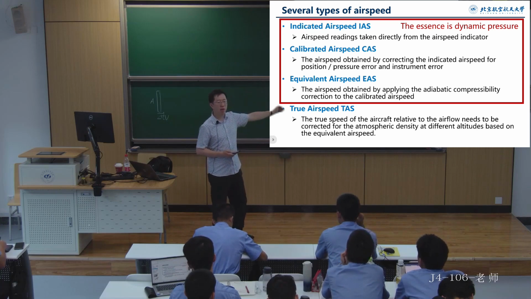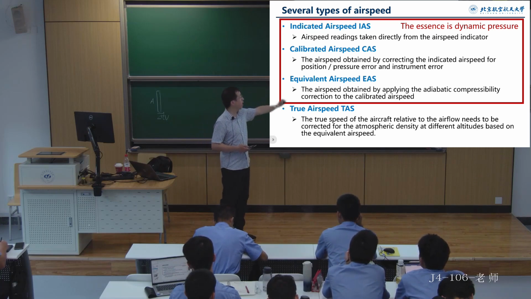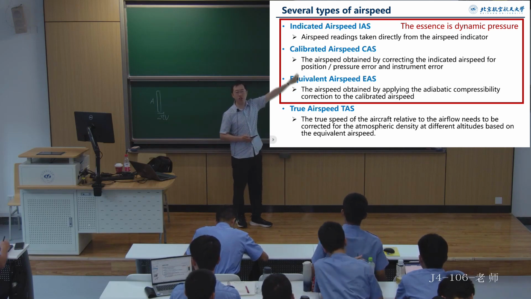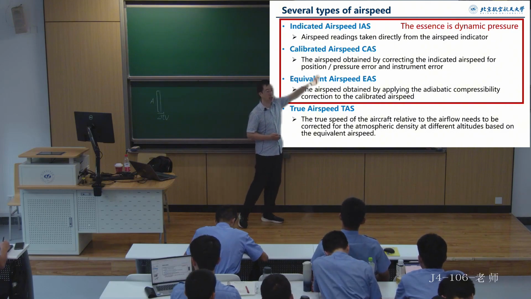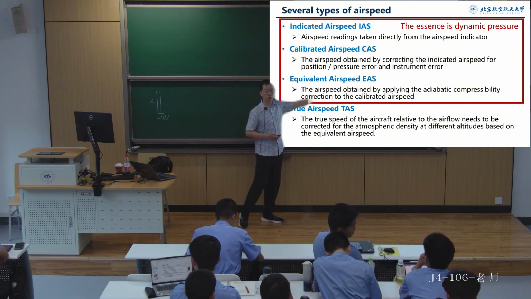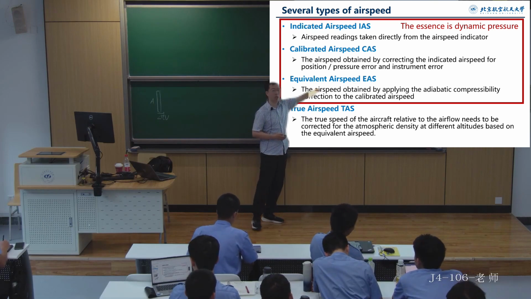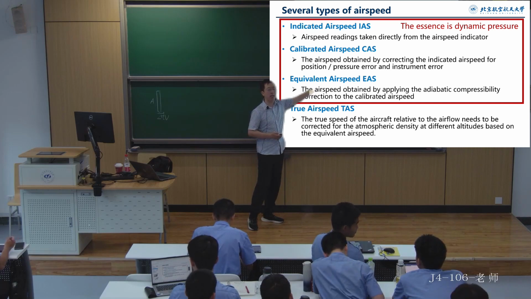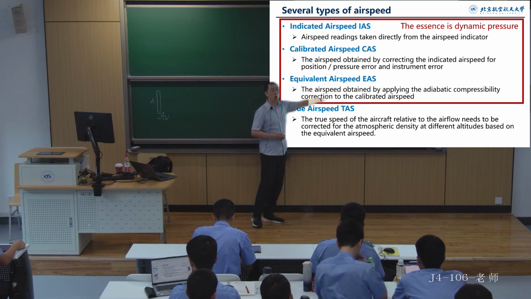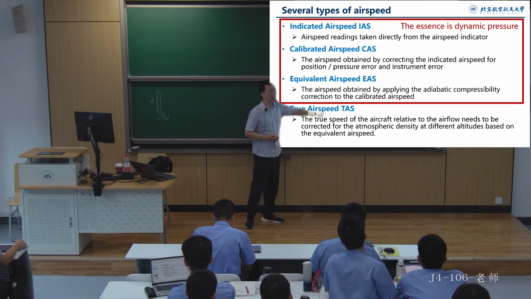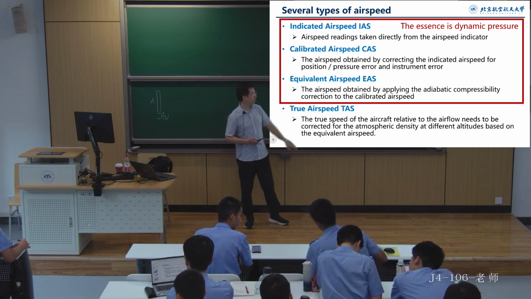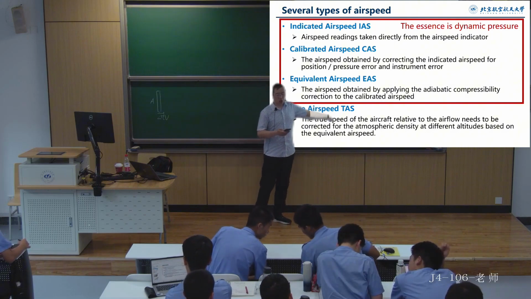We need to understand how each one is derived. The indicated airspeed is read directly. By correcting for position and pressure errors, we obtain the calibrated airspeed. By correcting for compressibility errors on the calibrated airspeed, we get the equivalent airspeed. On the basis of the equivalent airspeed, we replace the fixed value of 1.225 with the actual density, the actual local air density. From this, we can obtain the true airspeed of the aircraft.